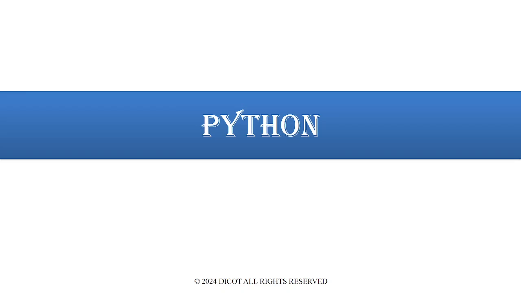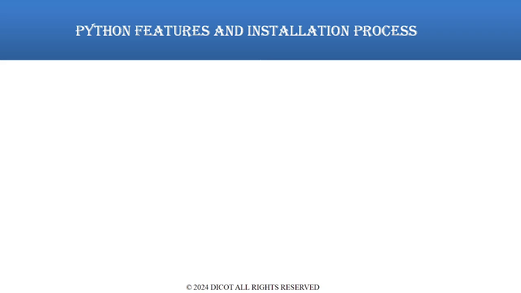So, let's start. Python is a high-level, interpreted programming language known for its readability, simplicity, and versatility. Created by Guido van Rossum and first released in 1991, Python has grown to become one of the most popular programming languages in the world. It is used in a wide range of applications, from web development and data analysis to artificial intelligence and scientific computing.